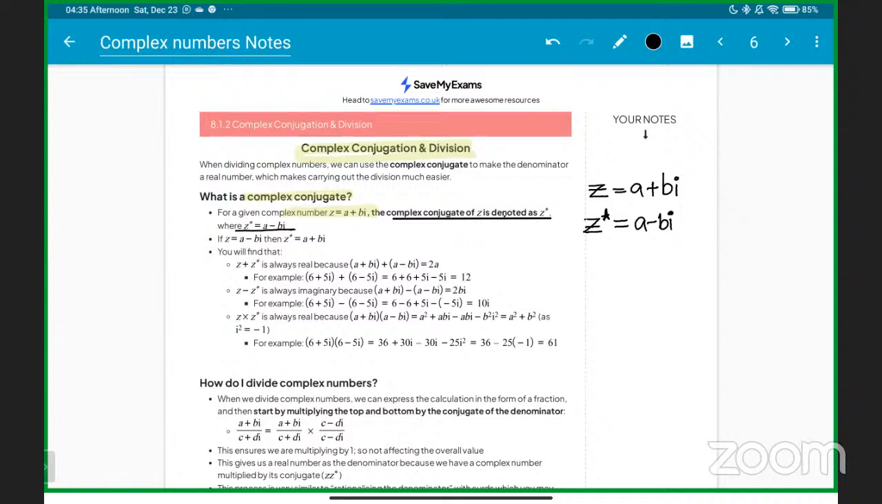Is everyone getting it? Let me give an example as well. If it is 6 plus 5i, the complex conjugate will be just the opposite sign of it, 6 minus 5i. Is everyone there with me? Got it? Clear, guys? Following?